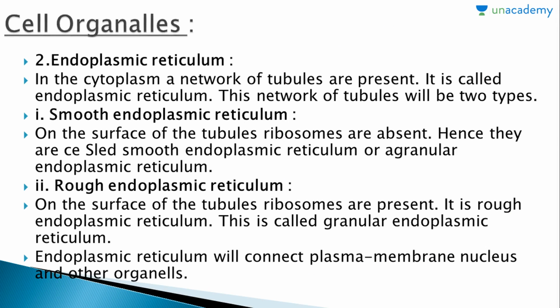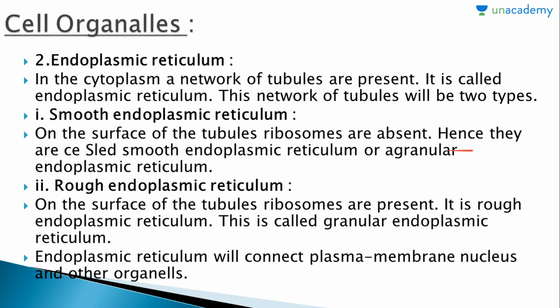Next, we have the endoplasmic reticulum. In the cytoplasm, a network of tubules is present. It is called the endoplasmic reticulum. The network of tubules will be of two types. Smooth endoplasmic reticulum: on the surface of the tubules, ribosomes are absent.